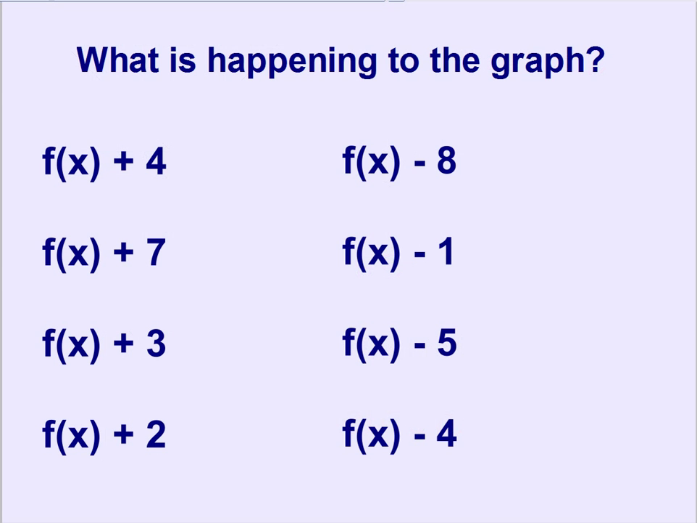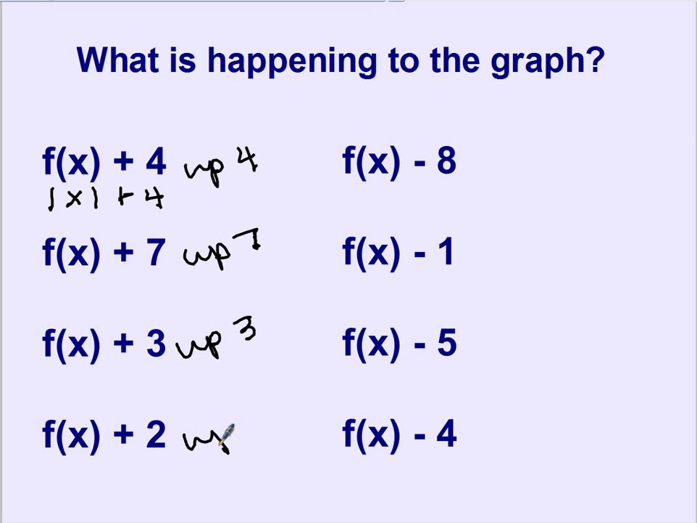So let's take a look at what's happening to these graphs, right? Just from the equation or from the function notation, we can kind of tell. If I add 4 outside the function, which in this particular case would look like absolute value of x plus 4, what do you think is going to happen to our graph? It's going to go up 4 units. How about if I add 7 outside the function? Up 7 units, right? If I add 3, we're going to go up 3 units. And if I add 2, we're going to go up 2 units.